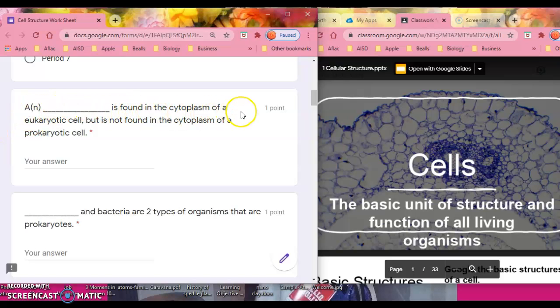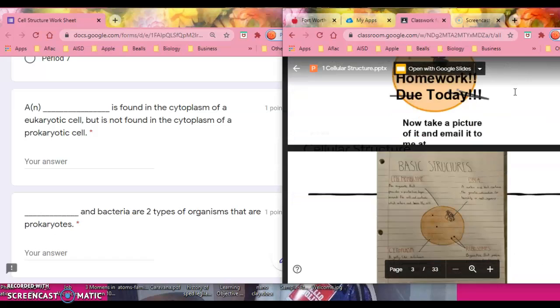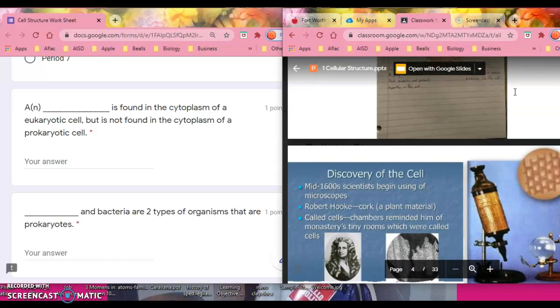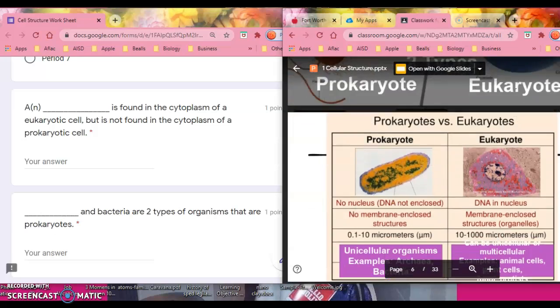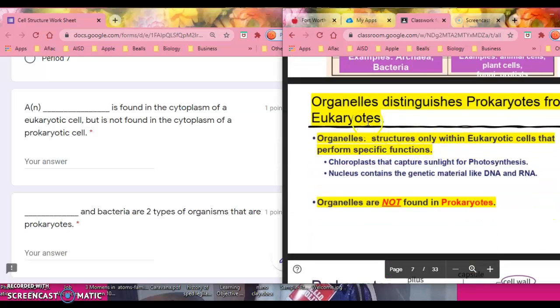Now it says, is found in the cytoplasm of a eukaryotic cell, but is not found in the cytoplasm of a prokaryotic cell. Gosh, what could that be? Well, do this. You can scroll to find the answer. Okay? Once you find the answer, there's 2 places. Here's one. DNA is in the nucleus. Organelles distinguish prokaryotes from eukaryotes. Structures only found in eukaryotic cells that perform specific functions.